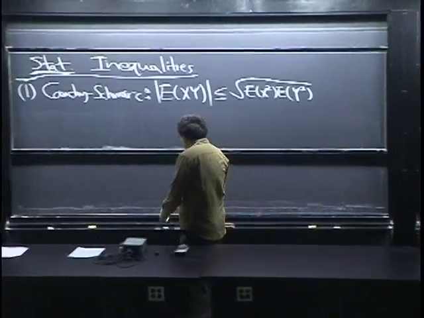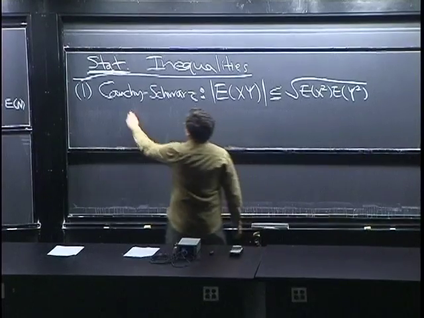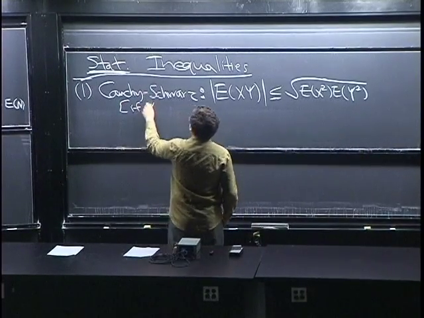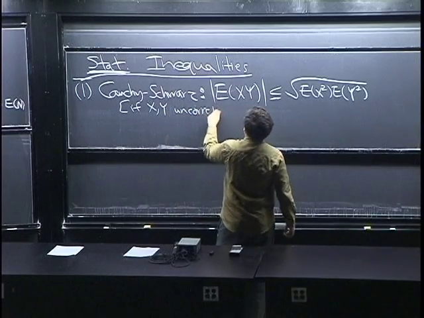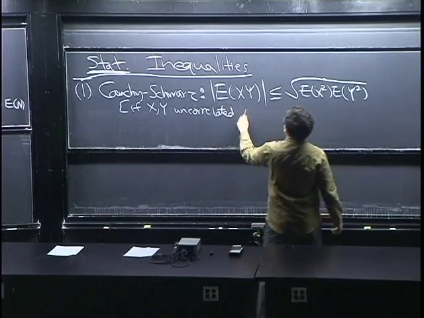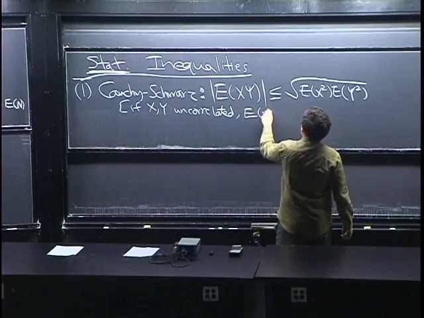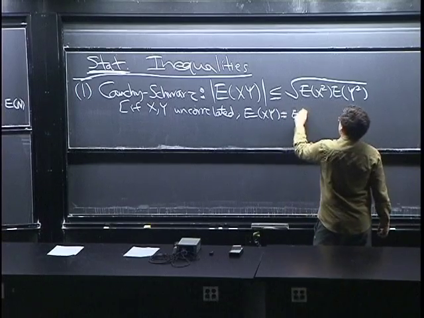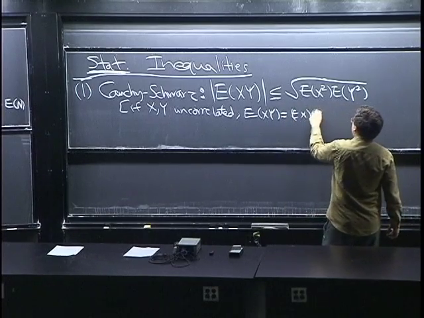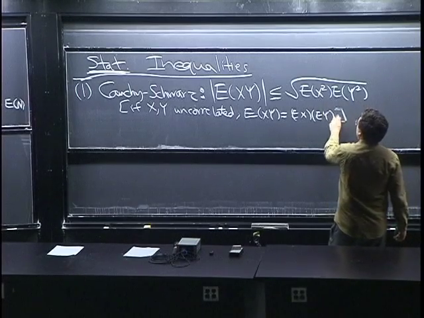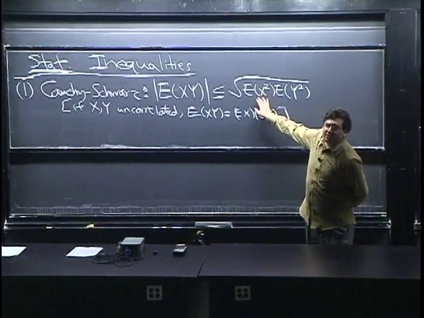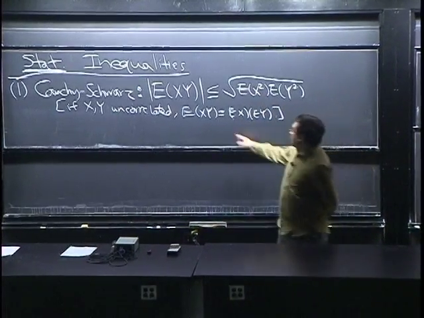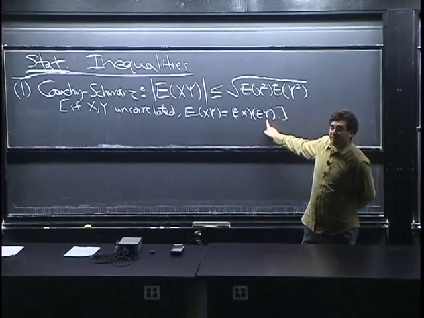Notice that if X and Y are uncorrelated, then by definition of uncorrelated, E(XY) equals E(X)E(Y). That's just the definition of what it means to be uncorrelated. So in that case, it would be crazy to use this inequality because we have an exact equality, right?